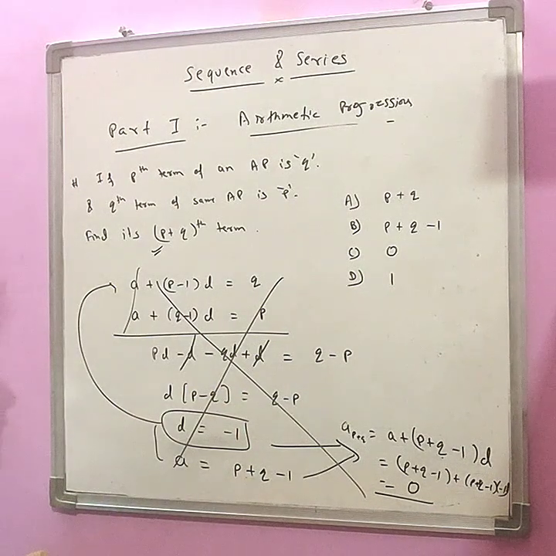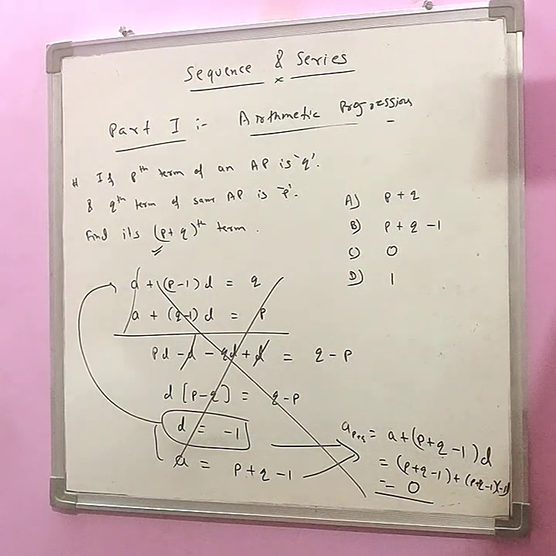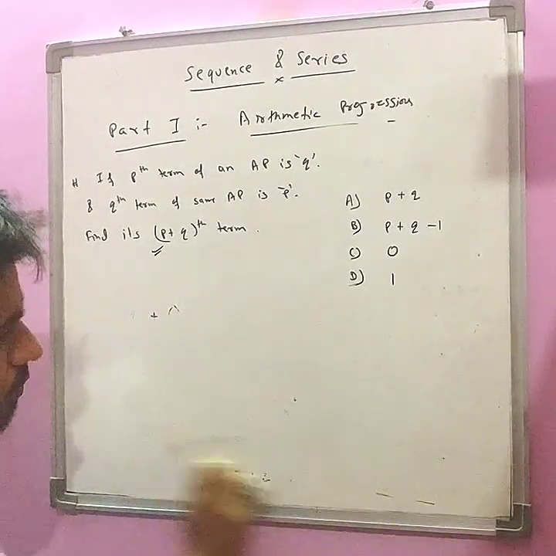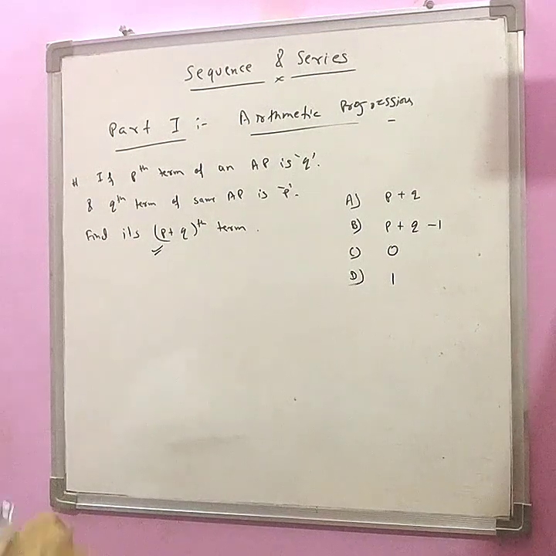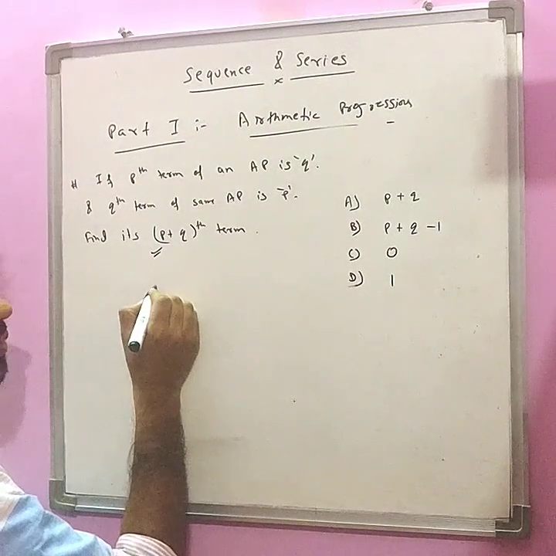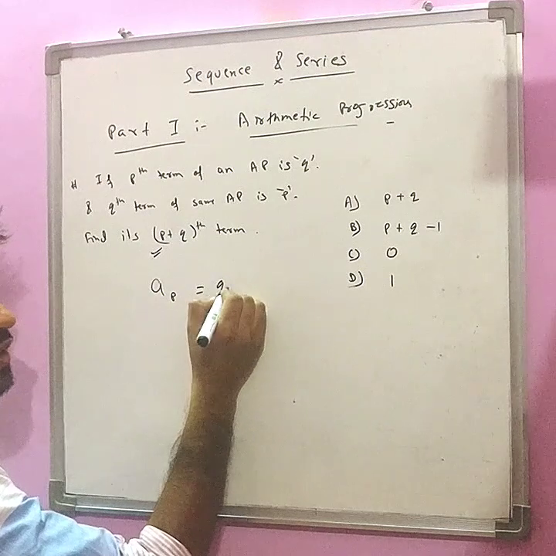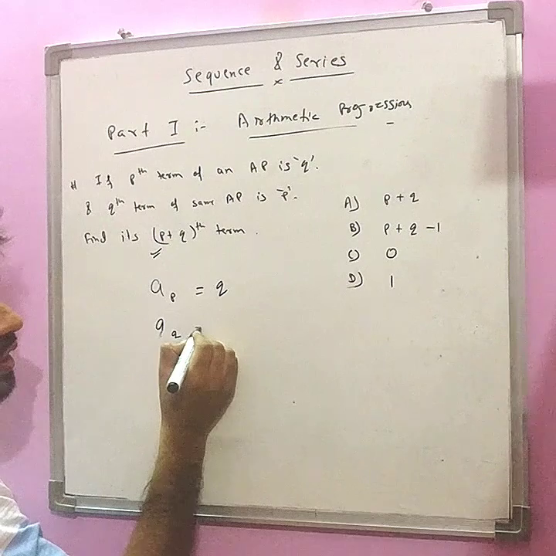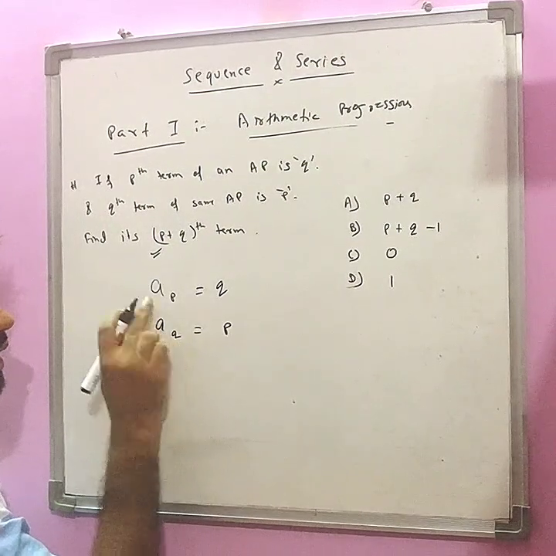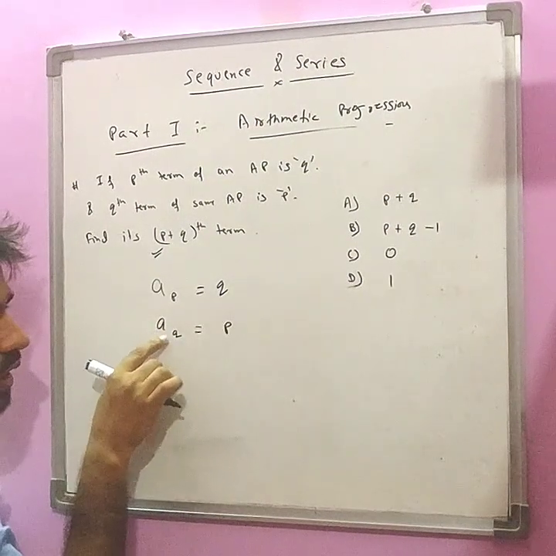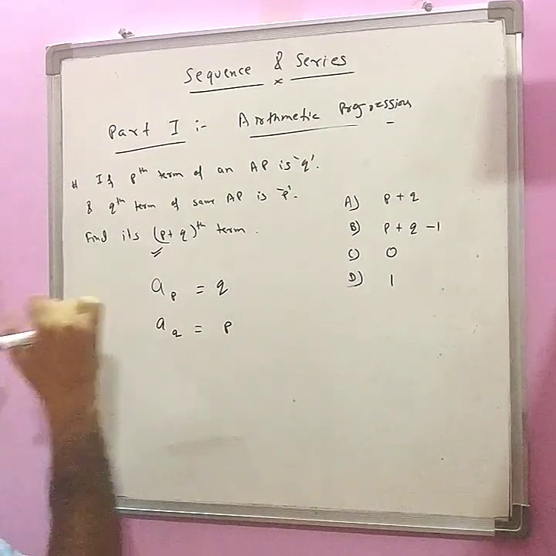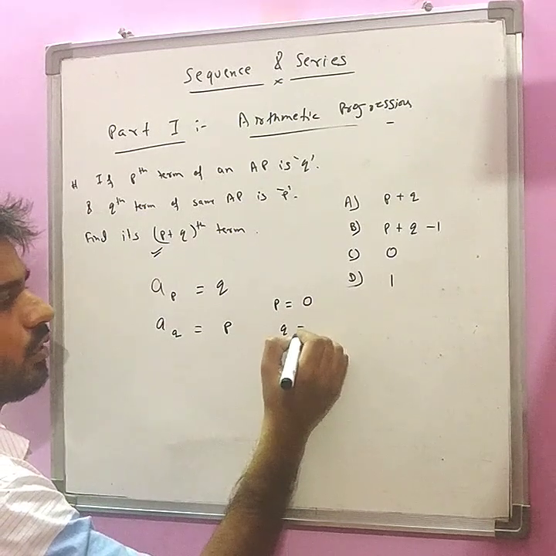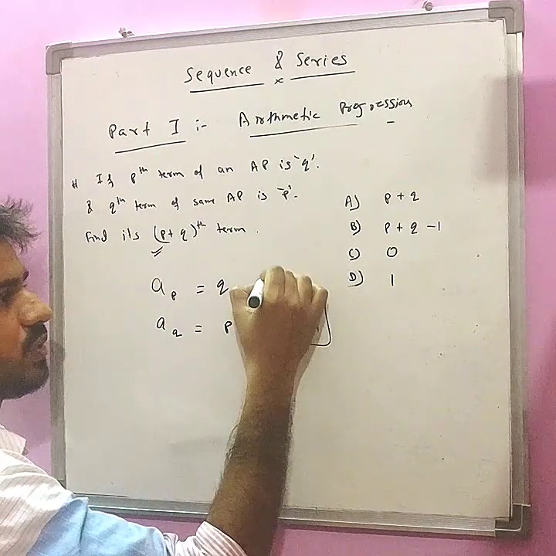Interestingly, I can solve it in a very simple way. See, what can I do? You are given that the pth term of an AP is q, and the qth term of the AP is p, right? So the pth term is q and the qth term is p. So let us make an assumption for the values of p and q.